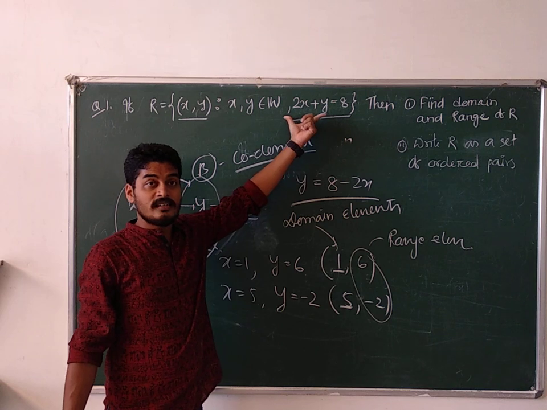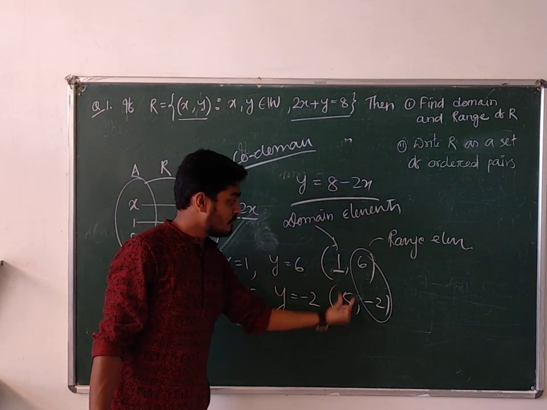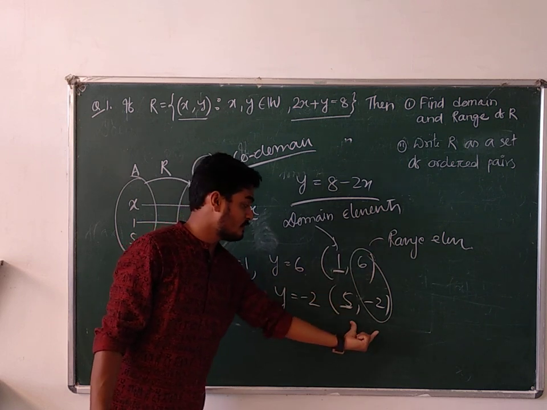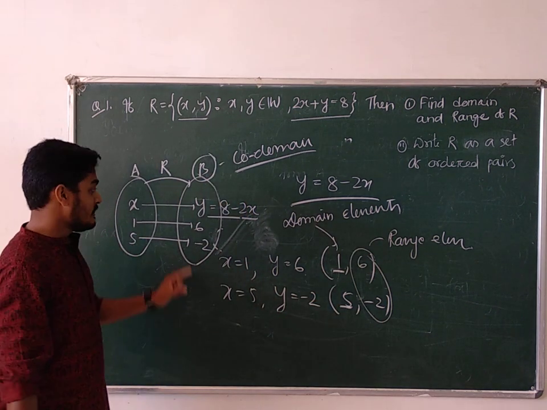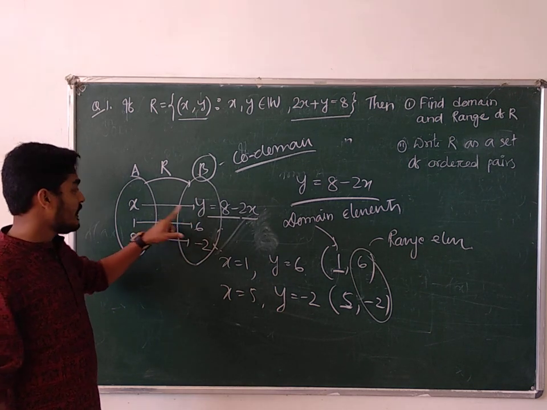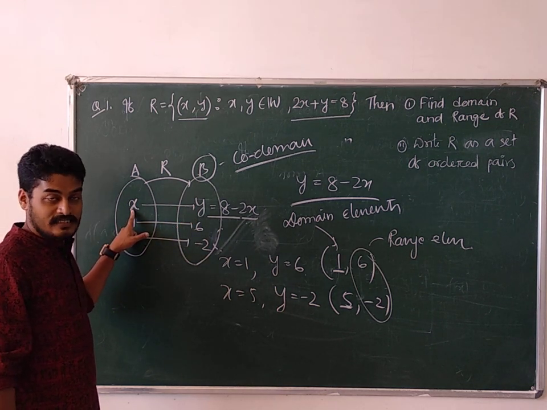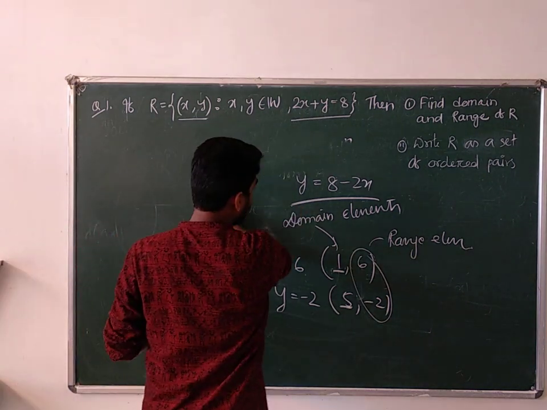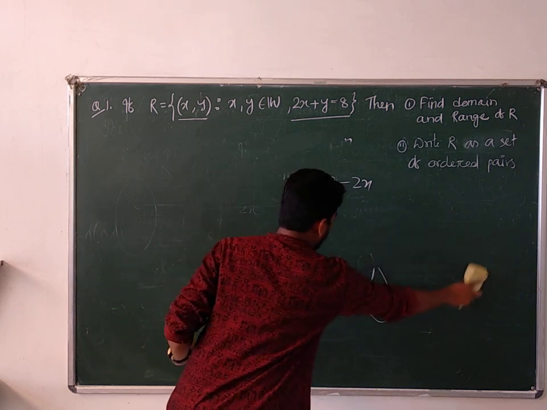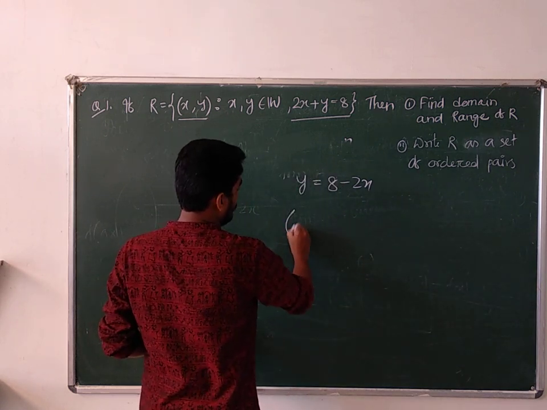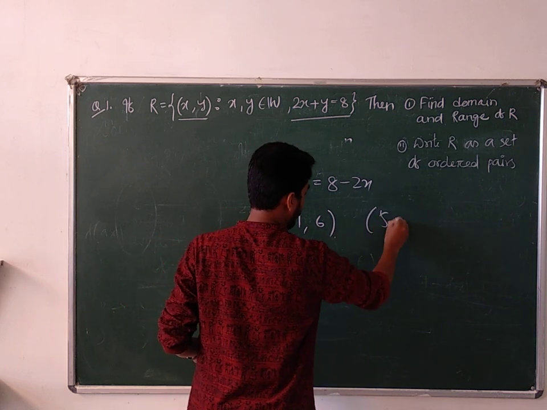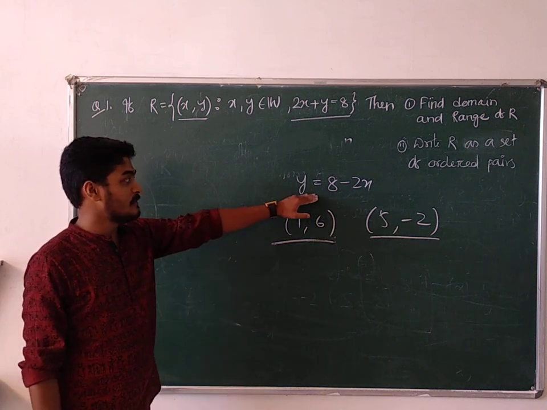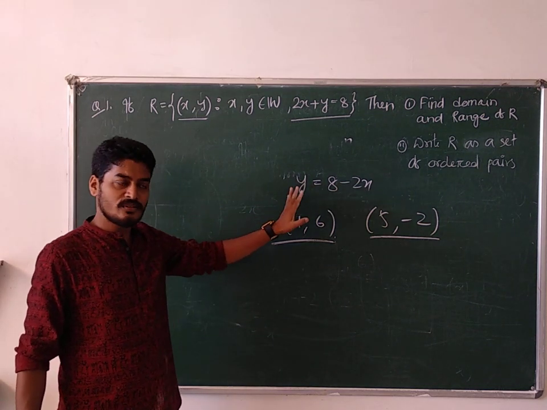For different values of x, you will get different values of y. The values of x are known as domain elements and the values of y are known as range elements. Generally, range elements are represented by y and the domain elements are represented by x. Is it clear? Suppose you have got 1, 6, 5, minus 2. So many different ordered pairs are there which will satisfy the condition.